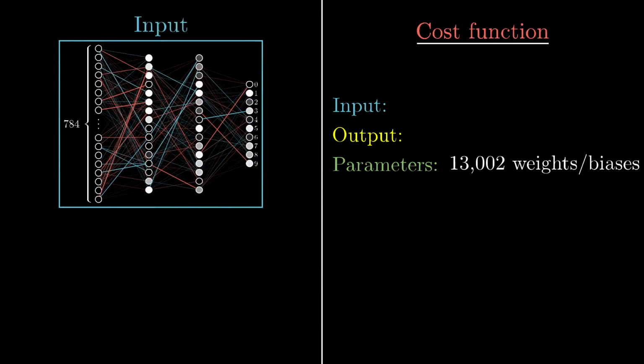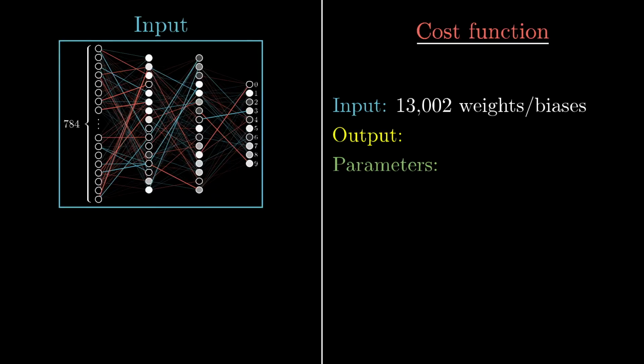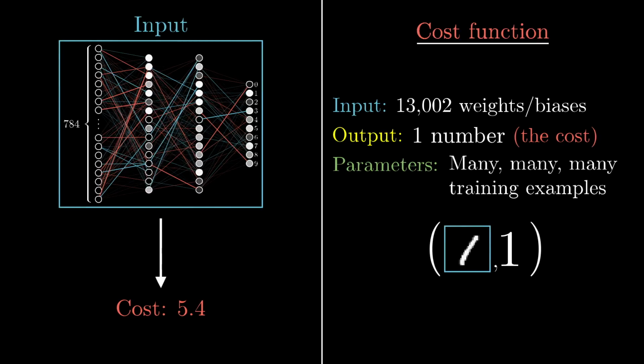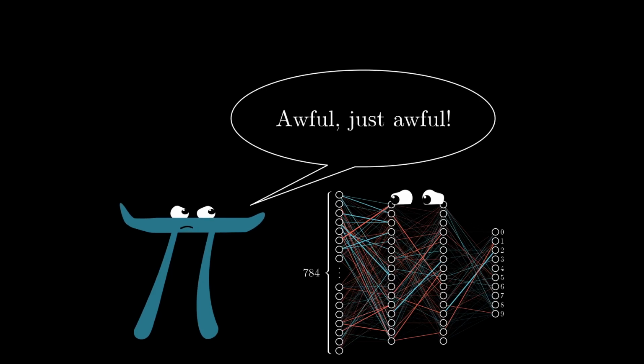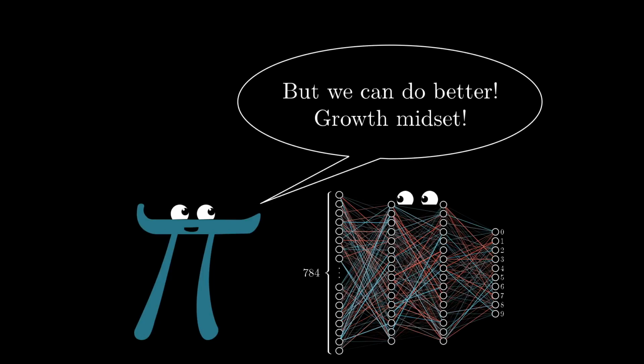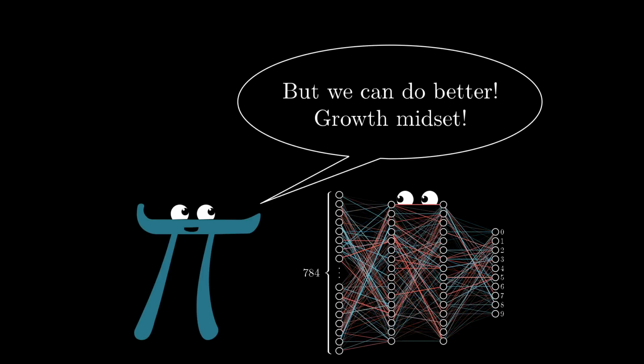It takes as its input those 13,000 or so weights and biases, and it spits out a single number describing how bad those weights and biases are, and the way it's defined depends on the network's behavior over all the tens of thousands of pieces of training data. That's a lot to think about. But just telling the computer what a crappy job it's doing isn't very helpful. You want to tell it how to change those weights and biases so that it gets better.